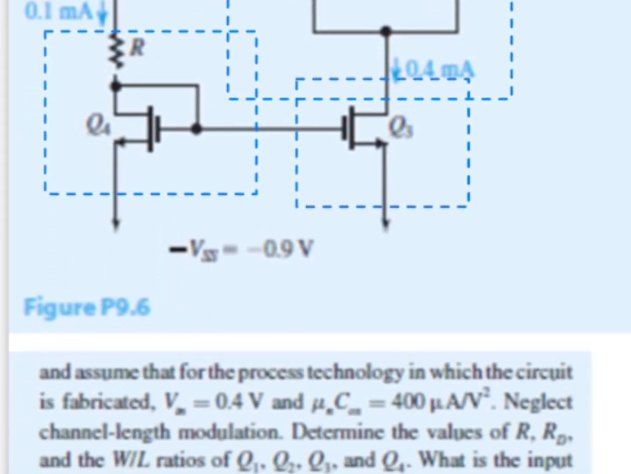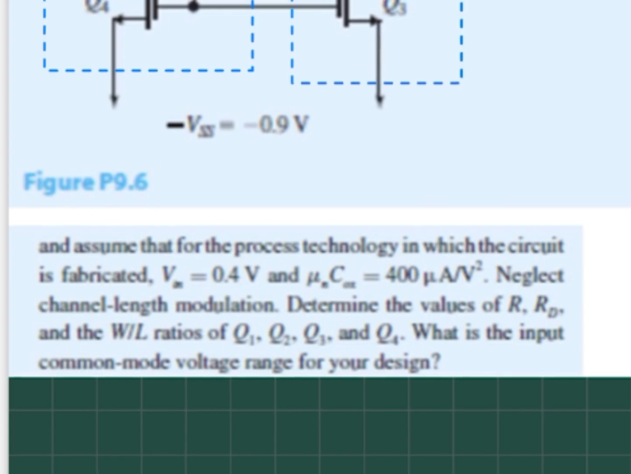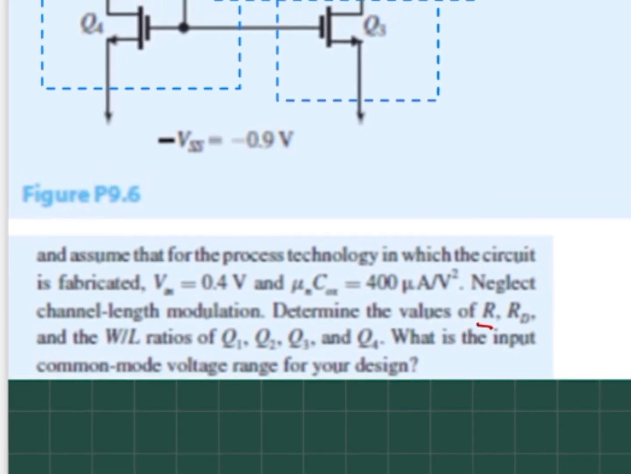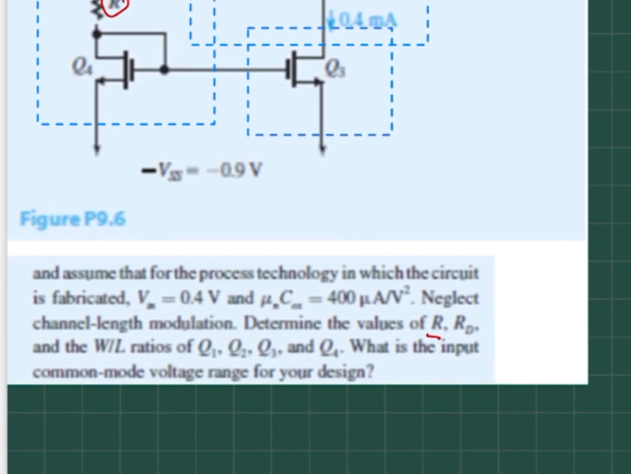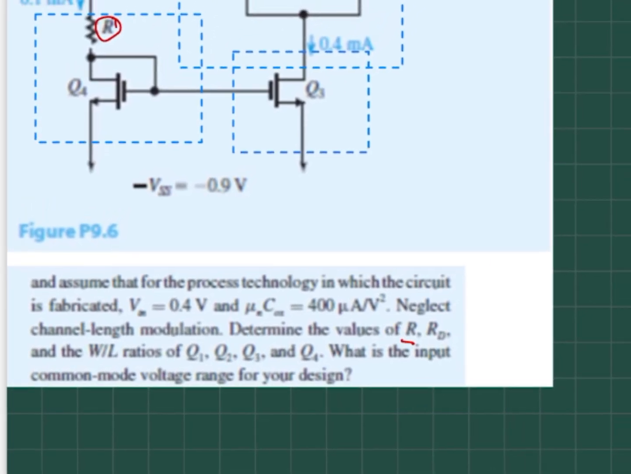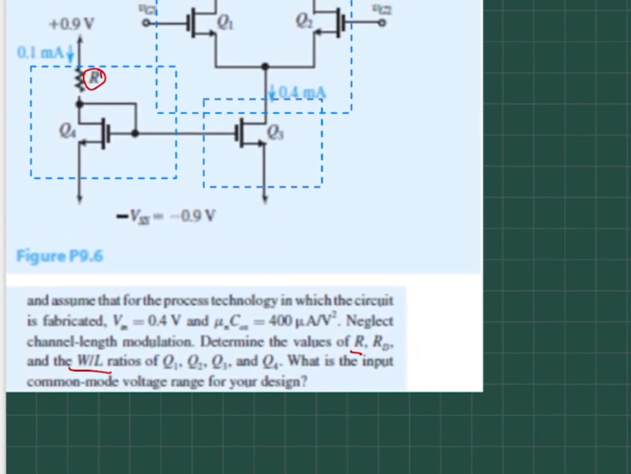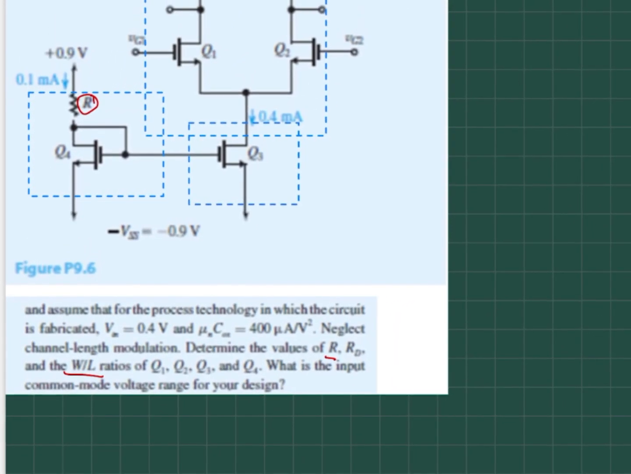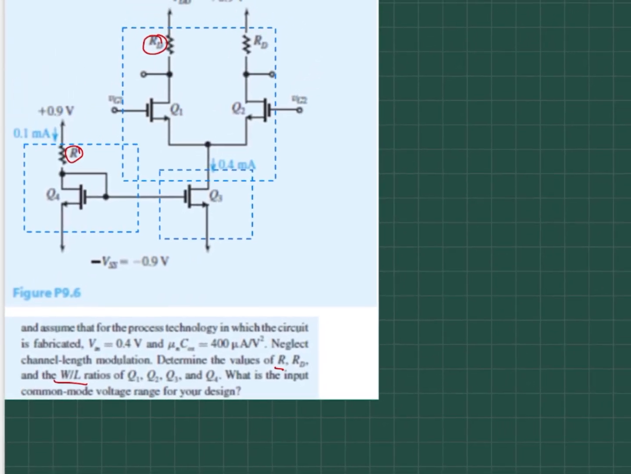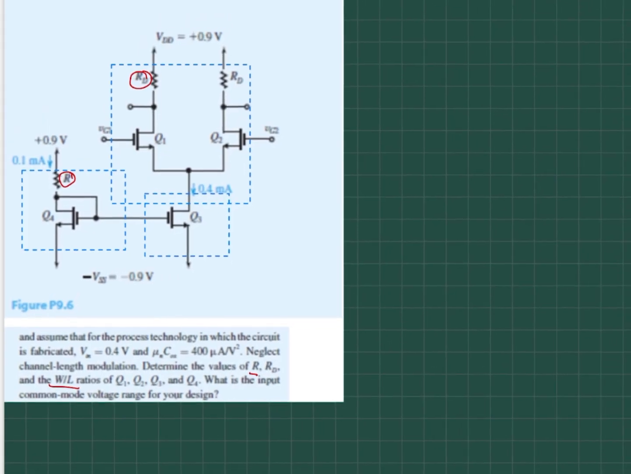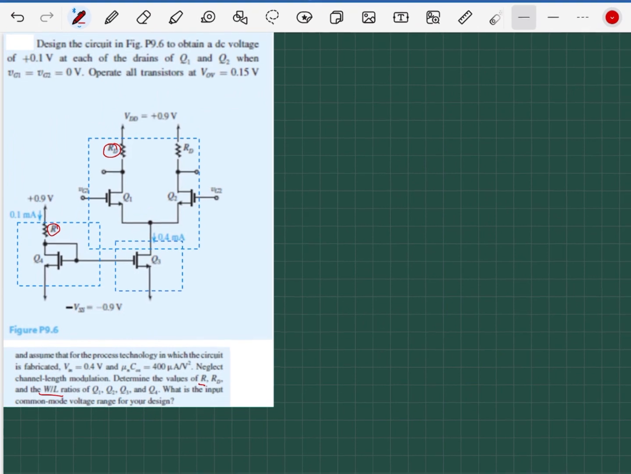Then let's see what it is asking for. It is asking us to find this R, this RD, that is the diode resistance, and the W by L ratio of Q1, Q2, Q3, and Q4. It's also asking us to find the input common mode voltage range for this design. So let's see how to get these things.